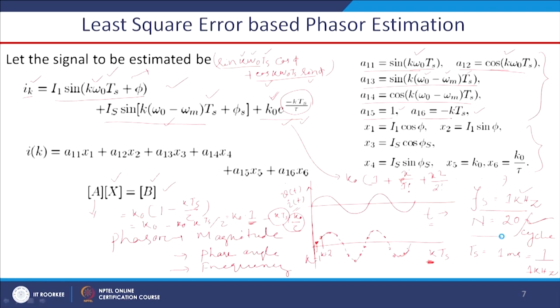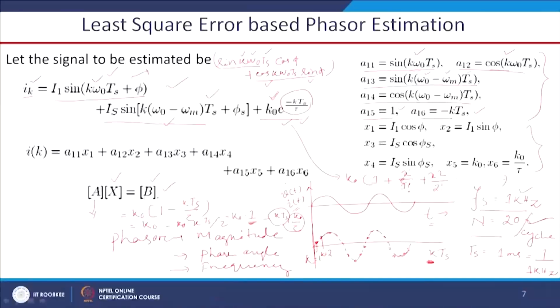What about the B matrix? This B matrix stands for all the samples we have collected with respect to time, k equal to 1 to k equal to 20. So, we have all the samples of the current signal, measured at different time instants, like 1 millisecond, 2 milliseconds, 3 milliseconds, up to 20 milliseconds. So, what will this B matrix size be? We have 20 rows, so it will be 20 cross 1, and already we have discussed this A matrix size is 20 cross 6.